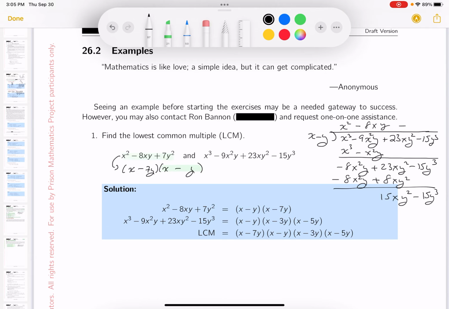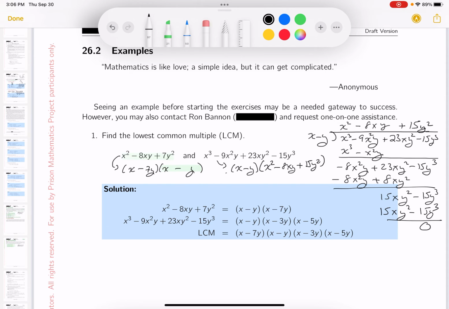What are you going to get over here? Plus 15. 15 times x is, oh no, I'm sorry, I misspoke. I need a y squared. Sorry about that. So I give you 15xy squared minus 15y cubed. Well, as promised, I get a 0. So right now I'm going to say this over here. This thing factors to x minus y times x squared minus 8xy plus 15y squared.